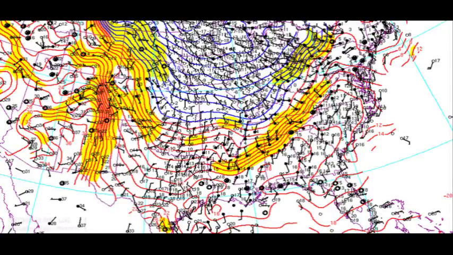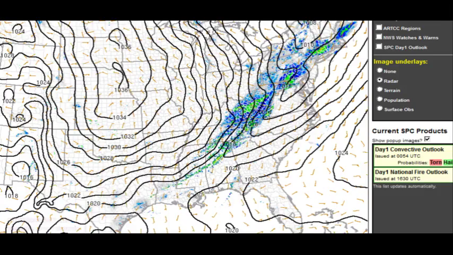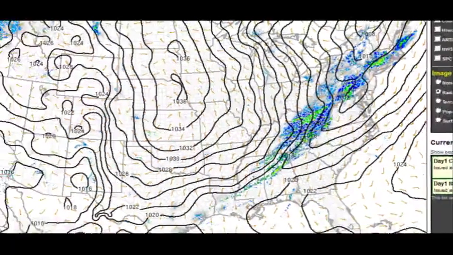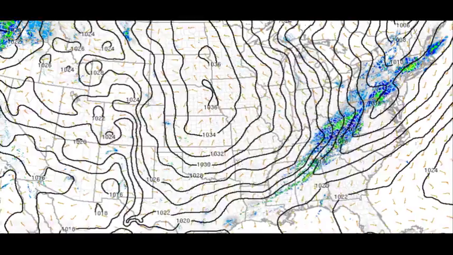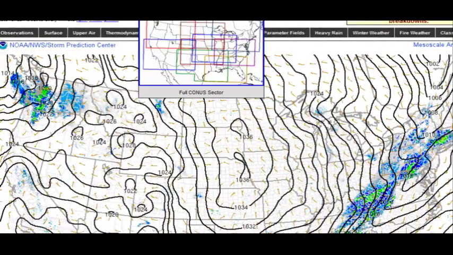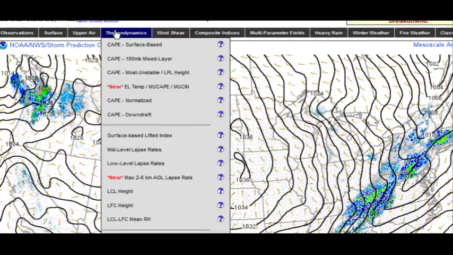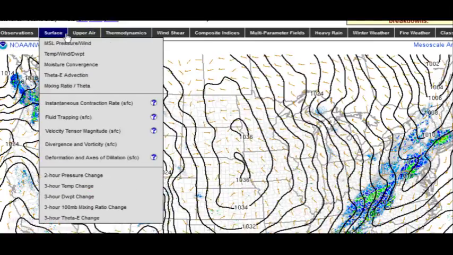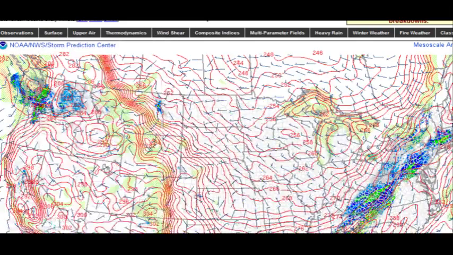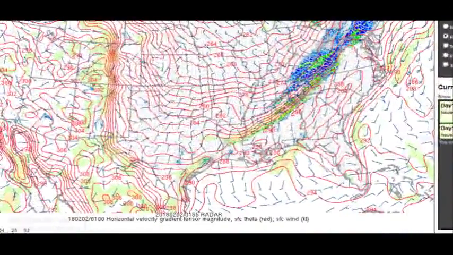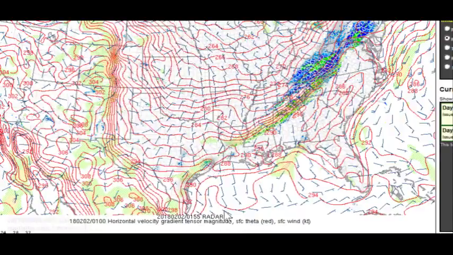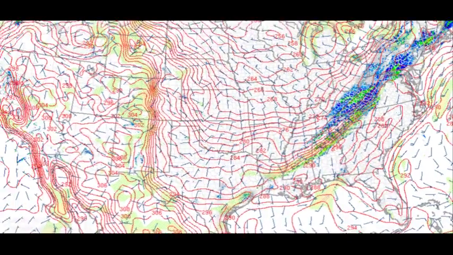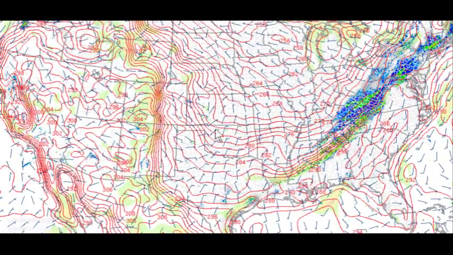Now another way, of course, we can look at that is with the SPC experimental outlook. Remember, we've got some products we can look at, and I don't think potential temperature is explicitly in here, but if you pick out the right product, it does show up, and I think that's under velocity tensor magnitude. Let me double check that at the bottom: surface theta-e. We looked at this yesterday, and this is from the Rapid Refresh model, and there it is.